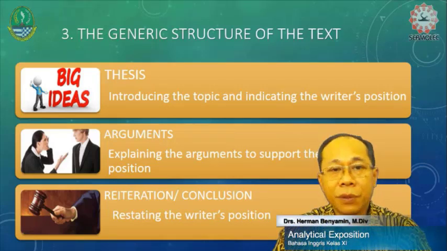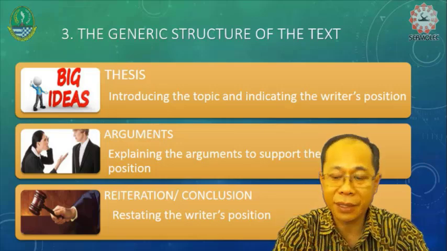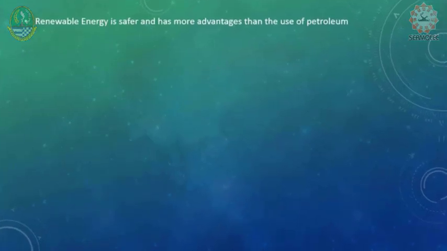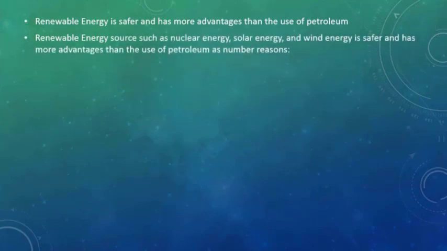Now I would like to give you an example of the text of analytical exposition. My friends would like to read a text, and you have to listen very carefully. Listen to the text. Renewable energy is safer and has more advantages than the use of petroleum. Renewable energy sources such as nuclear energy, solar energy, and wind energy are safer and have more advantages than the use of petroleum for a number of reasons.